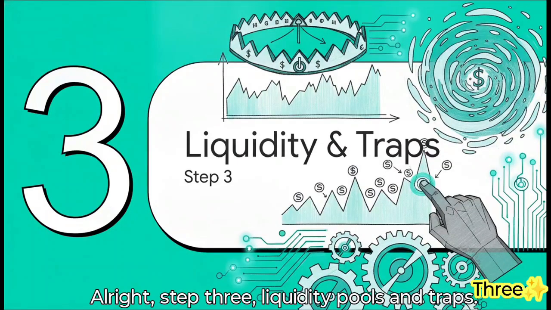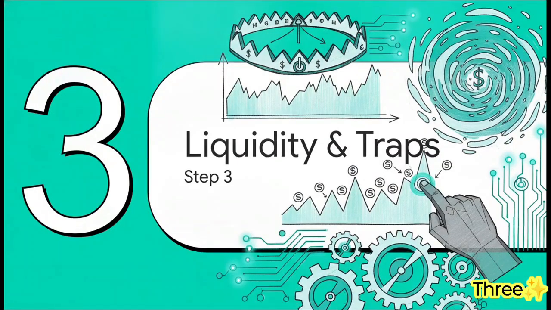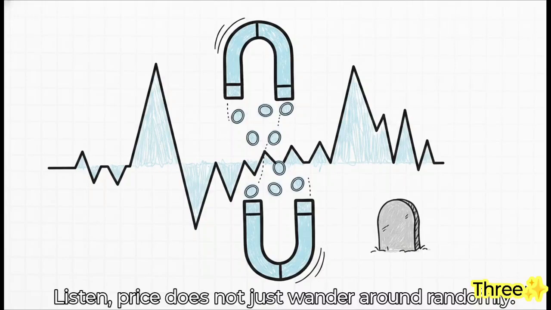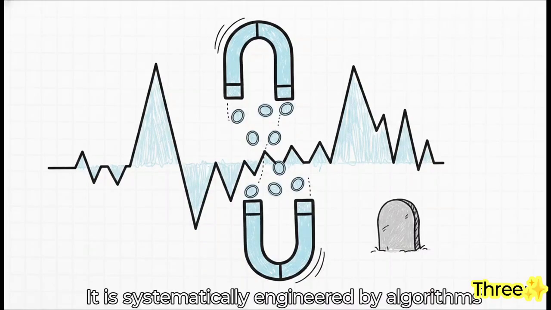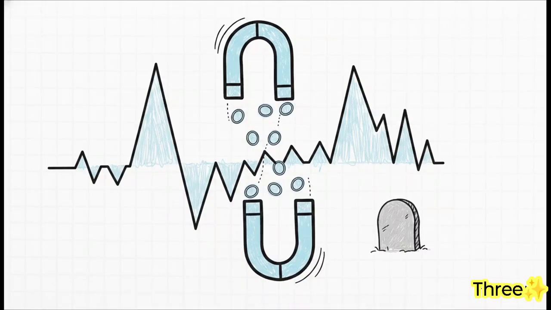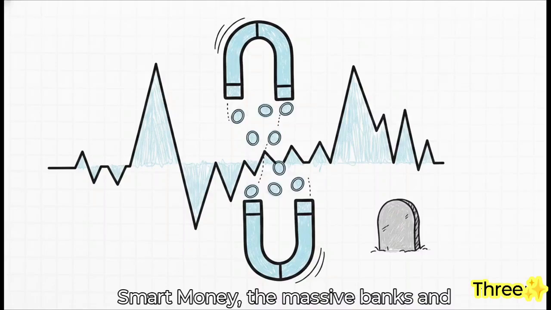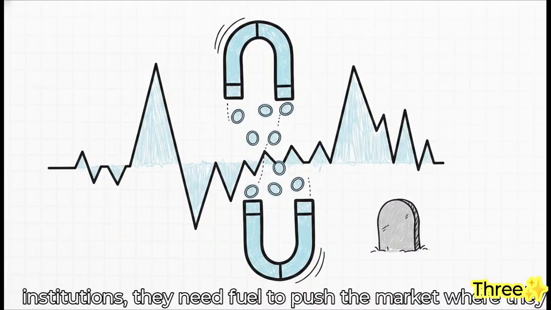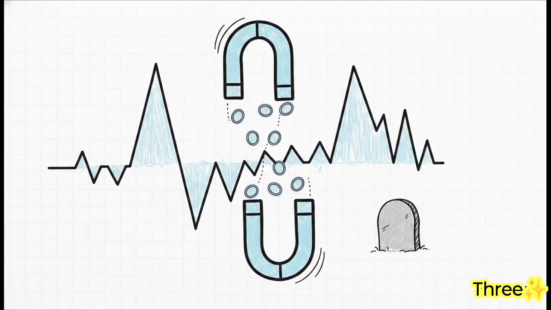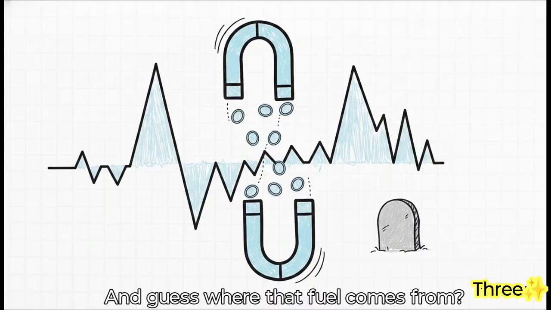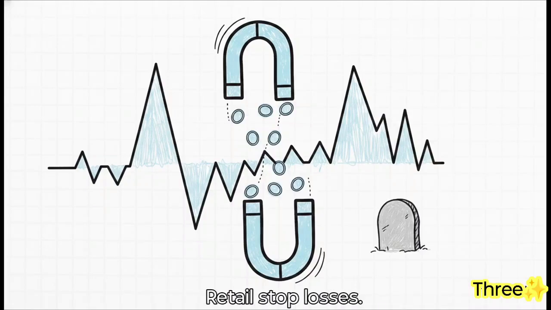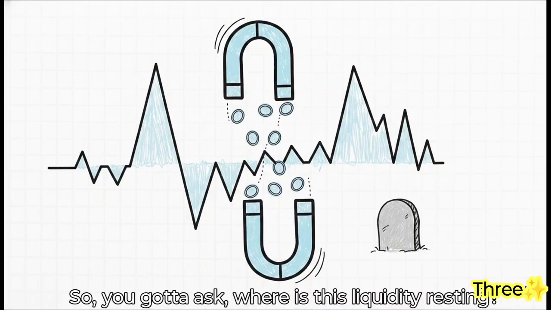All right, Step 3. Liquidity pools and traps. Listen, price does not just wander around randomly. It is systematically engineered by algorithms to hunt for liquidity. Smart money, the massive banks and institutions, they need fuel to push the market where they want it to go. And guess where that fuel comes from? Retail stop losses.